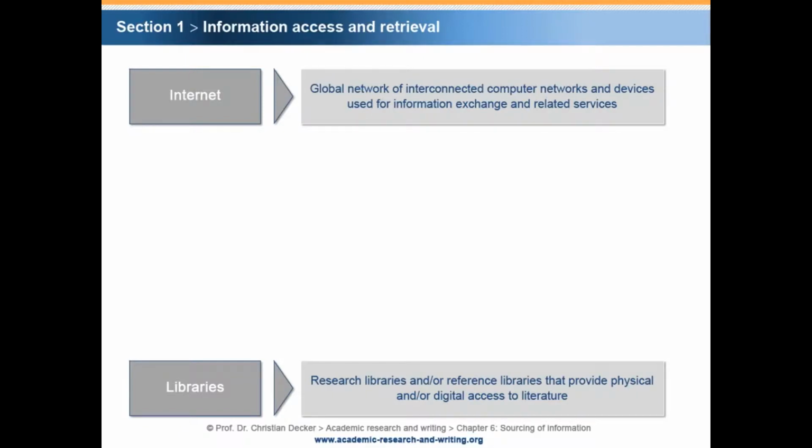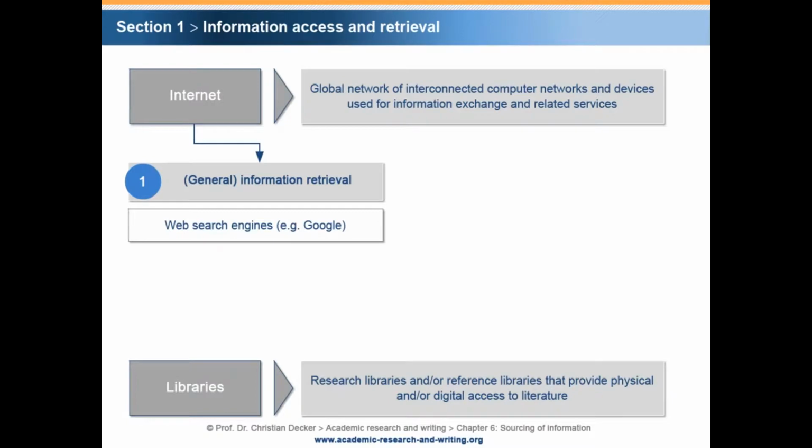Broadly speaking, two manifestations of information access and information retrieval via the Internet can be distinguished. First, the process of general information retrieval might be applied. Web search engines such as Google, Bing, etc. can be used during the search process. However, the results might be disappointing and have to be carefully evaluated.